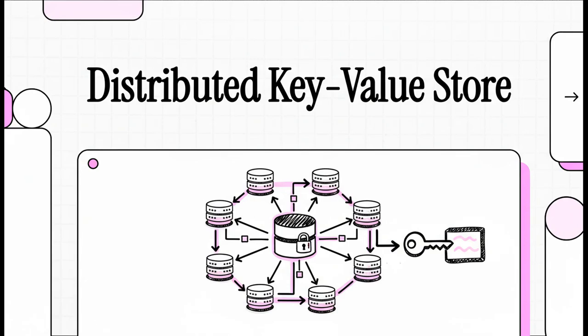All right, let's get into it. Today, we are pulling back the curtain on one of the most important pieces of internet infrastructure. We're going to break down how to design a distributed key value store, which is, and I'm not exaggerating, the secret engine behind so many of the massive apps you use every single day.